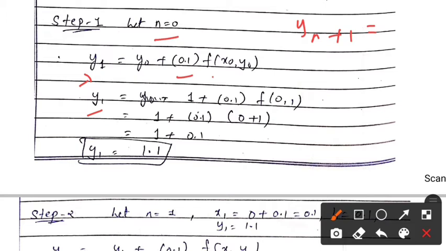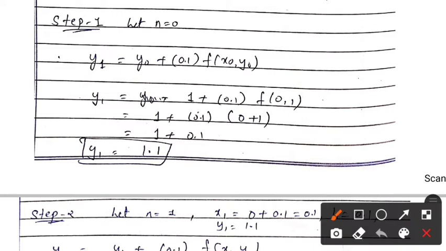And see, y0 is what? 1, right? This value is given to you, y0 is 1, 0.1 will be as it is, x0 is 0, y0 is 1. I have substituted here. Okay, next step.